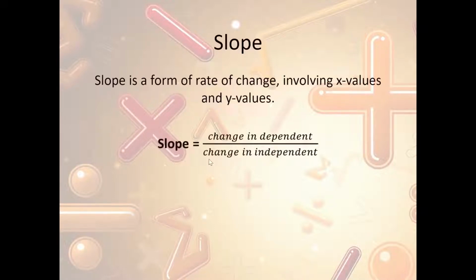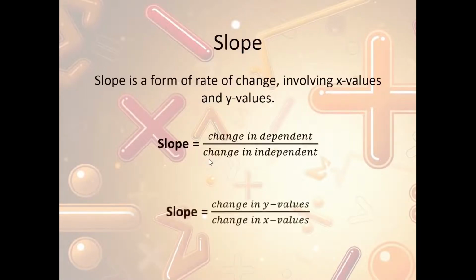Now, what does that really mean? That really means that slope is the change in the y values over the change in the x values. So it's always y over x.